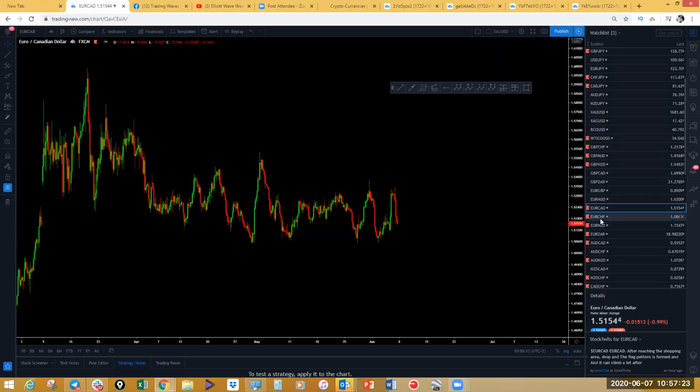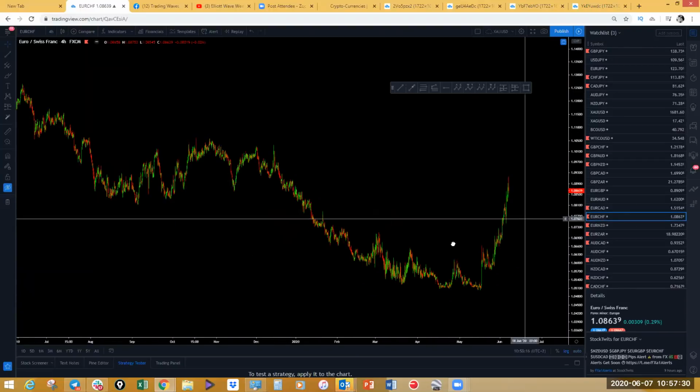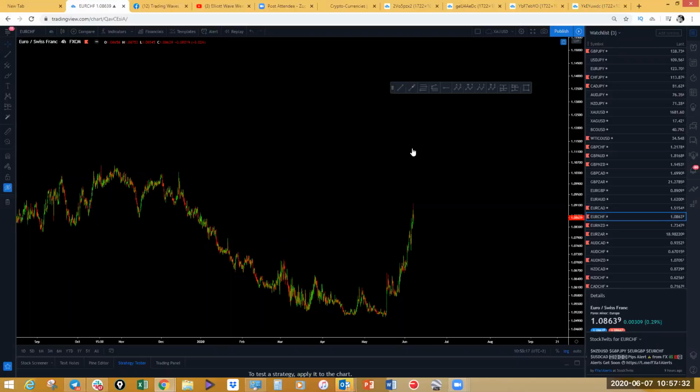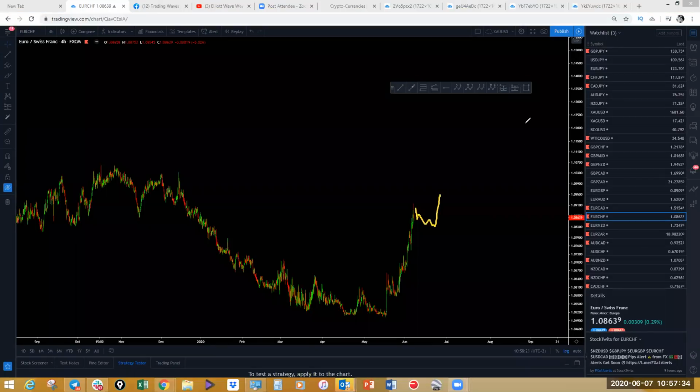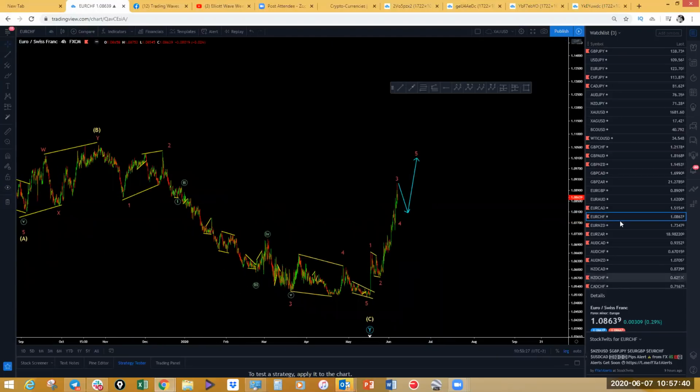EUROCHF, already looked at this one during trade setups, will continue higher. We looked at this one during trade setups, pullback, and continuation to the upside for that wave 5. That's the structure on EUROCHF.